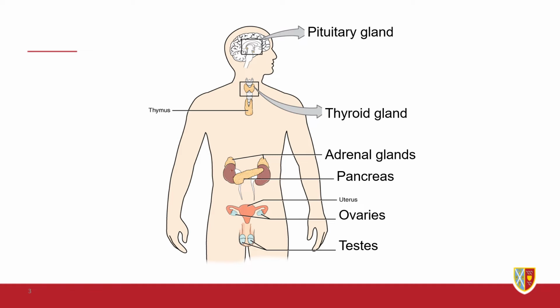And finally, we have the testes. So the testes are involved in testosterone production. Testosterone is obviously the male hormone that encourages muscle growth, and some of the changes that we see in males during puberty.